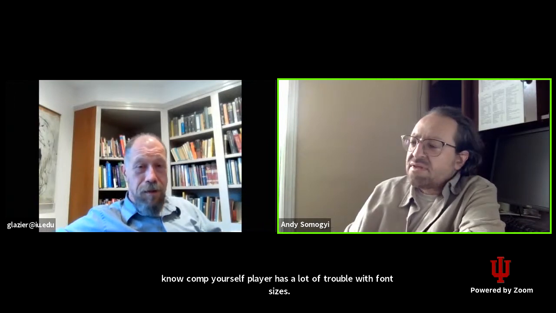Right. I know CompuCell Player has a lot of trouble with font sizes, when you resize the window, or when you're running on screens with different resolutions. For example, my laptop has a very high resolution display, and Player sometimes has trouble keeping up with that, and it gives you itty bitty fonts for some things, so they're illegible.